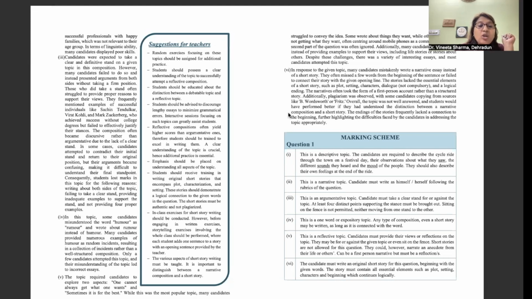Consequently, students lost marks in this topic for the following reasons: writing about both sides of the topic, failing to take a clear stand, providing inadequate examples to support the stand, and not providing four proper examples. Four proper examples have to be provided.